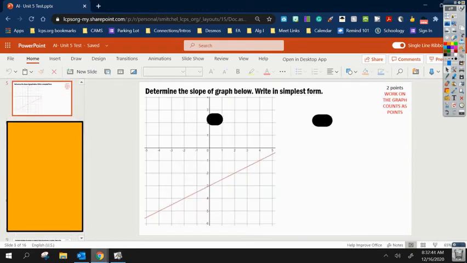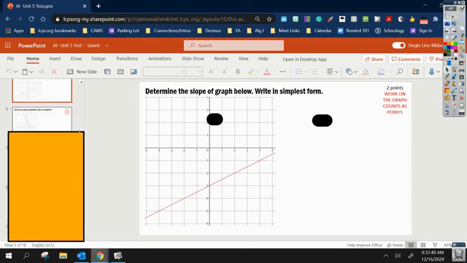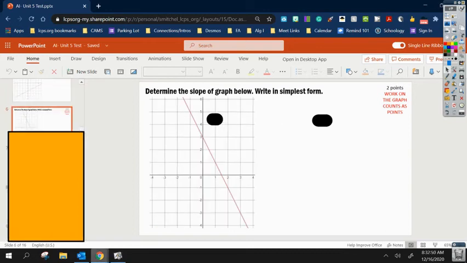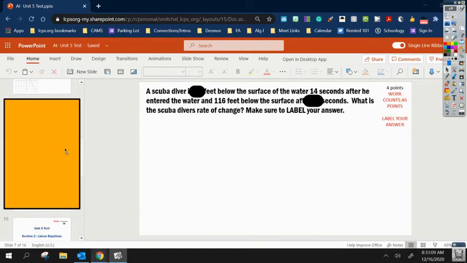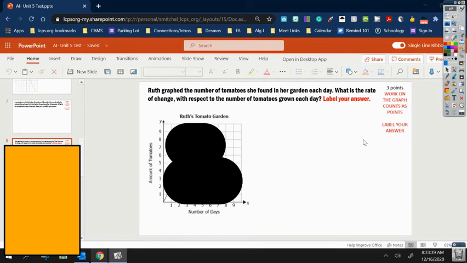Here's one where it says determine the slope. So you're going to have to look at the graph. Another one where you'll need to look at the graph. Here's a word problem. This word problem is asking you to find the rate of change, also known as the slope. I give you 4 numbers. I didn't give you all 4, but make sure you label. Show your work, label.